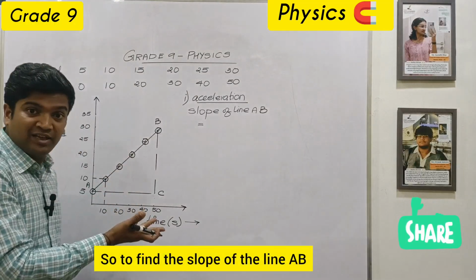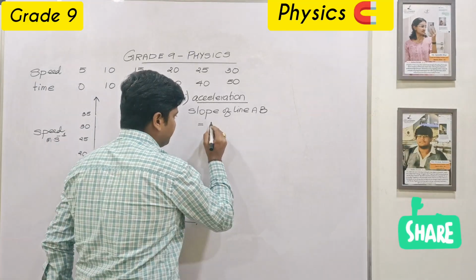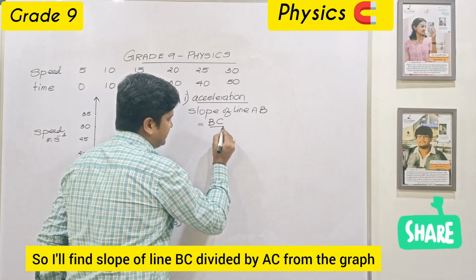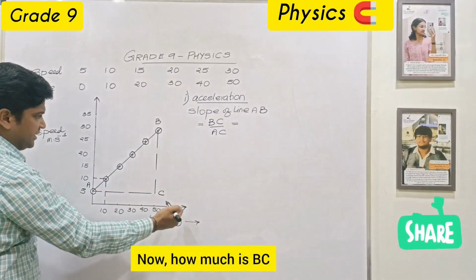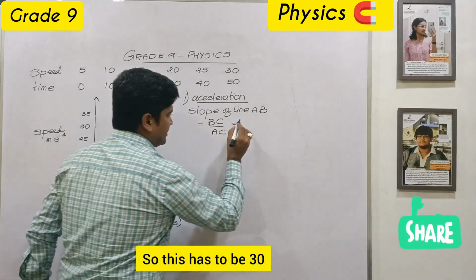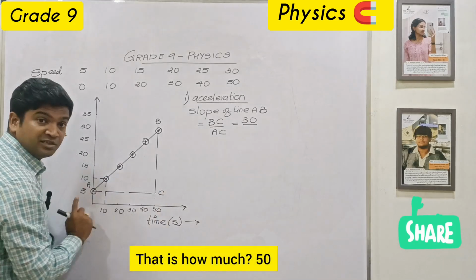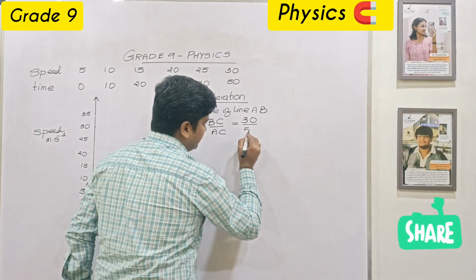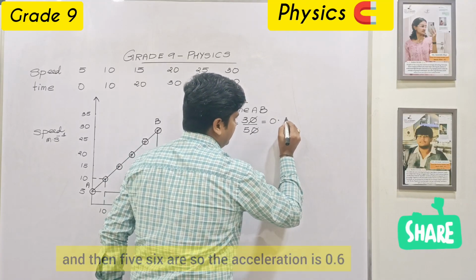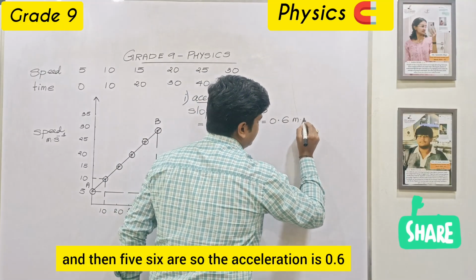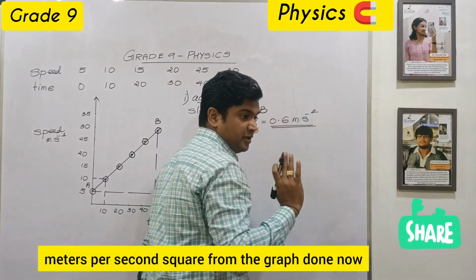To find the slope of line AB, I will find BC divided by AC from the graph. Now, how much is BC? It goes till 30, so this is 30 upon AC. AC is from here till here, which is 50. So it is 30 by 50. The 0s cancel, and 5 sixes are 30. So the acceleration is 0.6 meters per second squared from the graph.